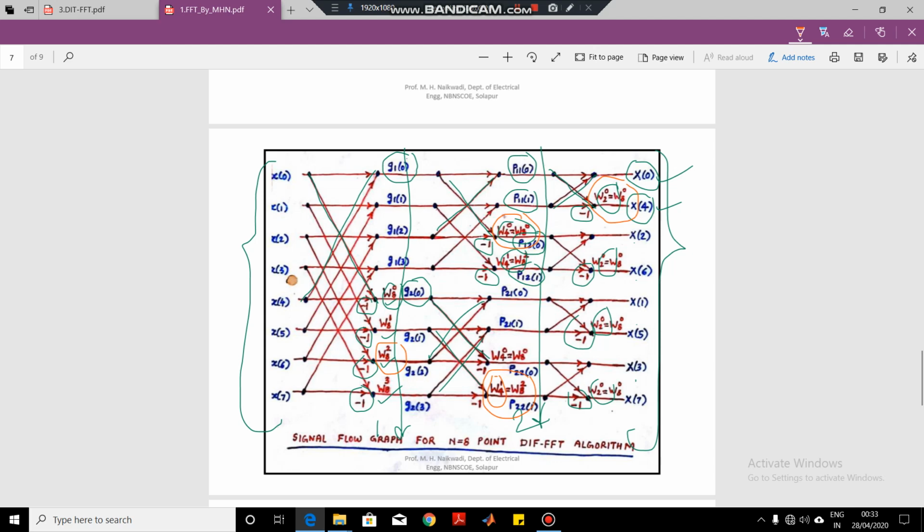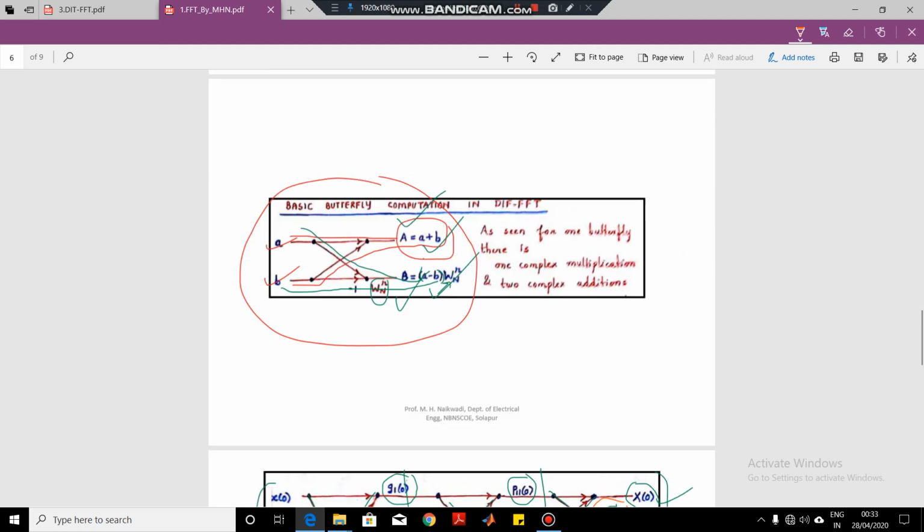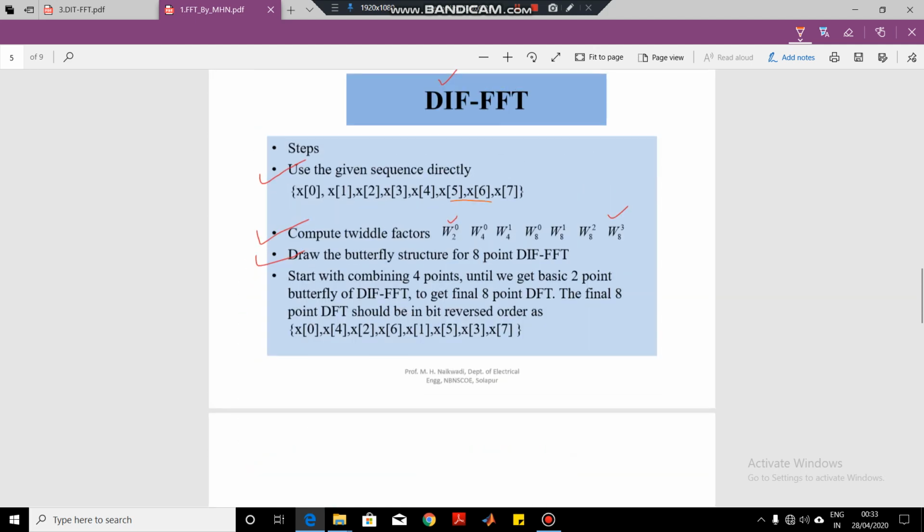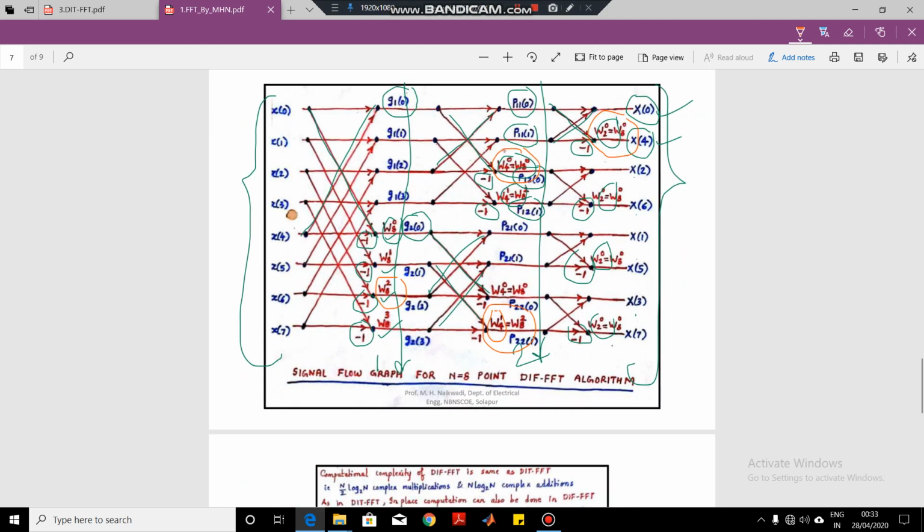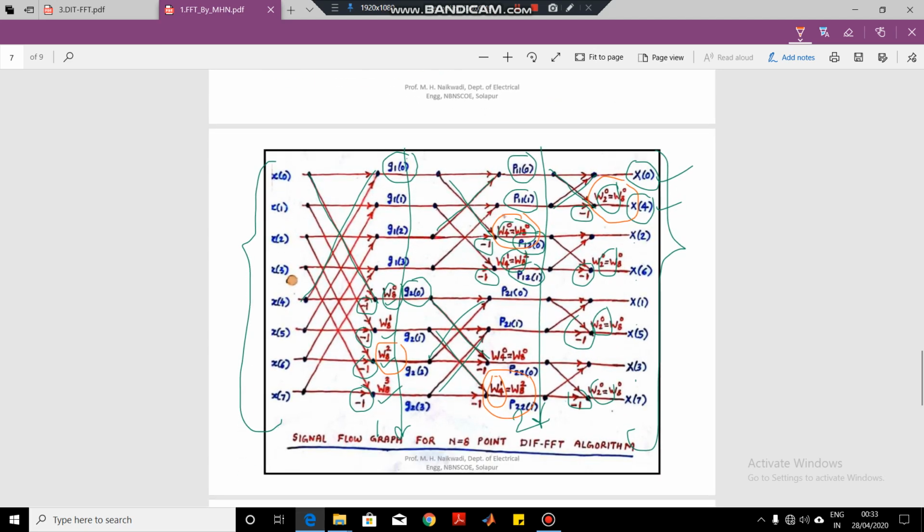So this means that it is only sufficient to compute W80, W81, W82 and W83. So this way also we can reduce the number of computations. But if this is becoming difficult, normally you can compute all these values. If you compute all these values also, that is not a problem. But remember that W20 is same as W80. So if you compute W80, no need of computing this W20. So this is how our DIF FFT algorithm works.